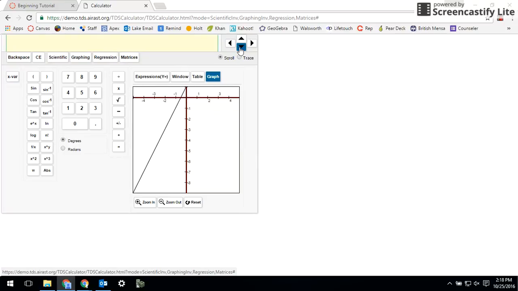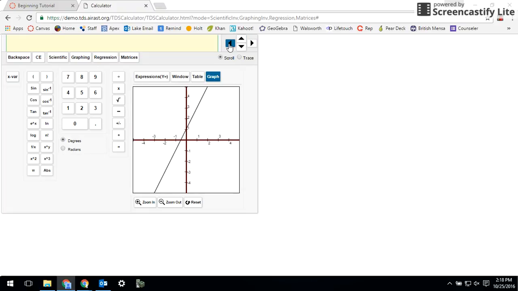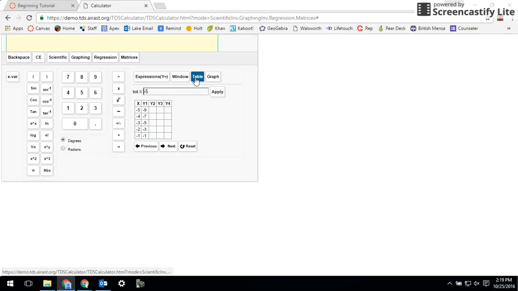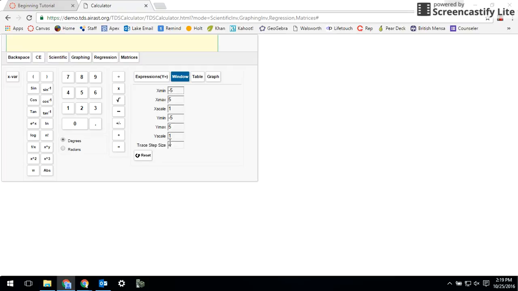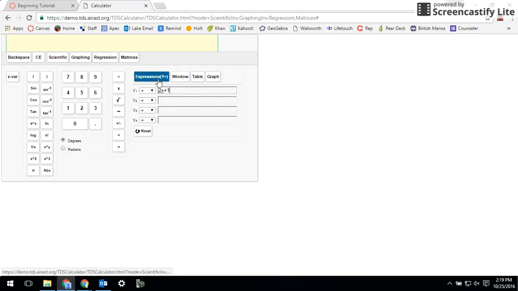You can move around the graph. You can zoom in or zoom out. And you can even go look at the table. We're not going to look at this too much, but you can click on the table, look at the dimensions of the window it gives, and then even go back and graph some. So if you had not already, pause the video and plug in that 2x plus 1.